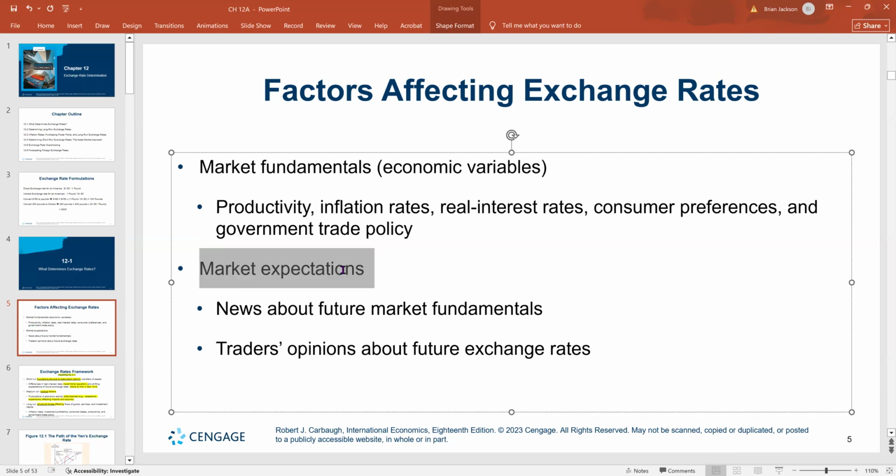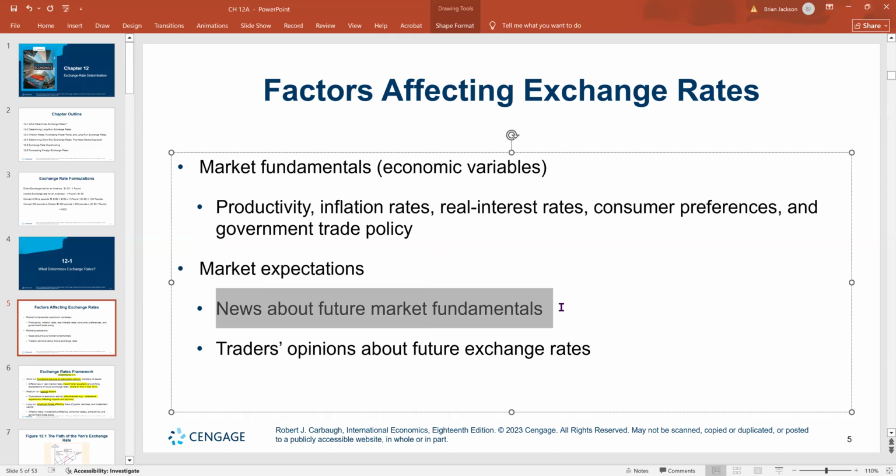Also, expectations of where these fundamental economic variables will be in the future will push exchange rates today. So if you have news about future market fundamentals, for instance, that there's going to be an uptick in inflation in the United States going forward because of expansionary monetary policy or something like that, then that will affect the exchange rate between the dollar and other currencies.